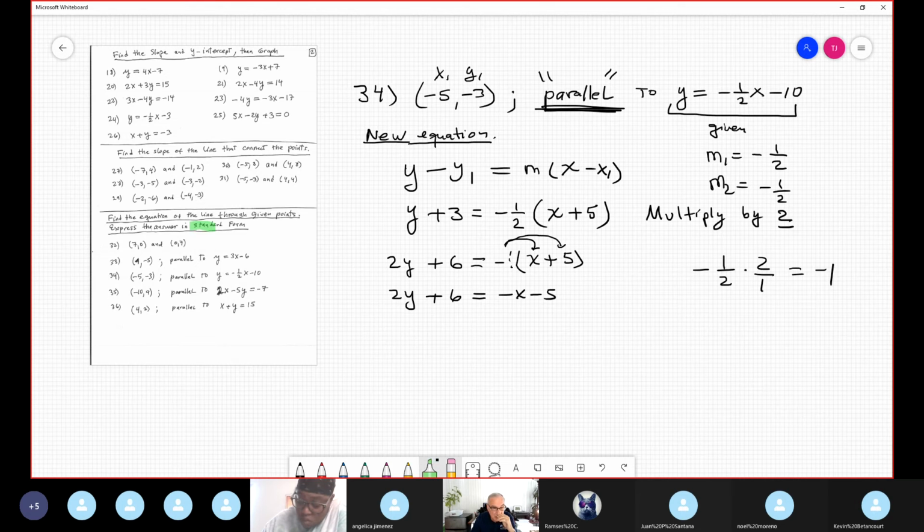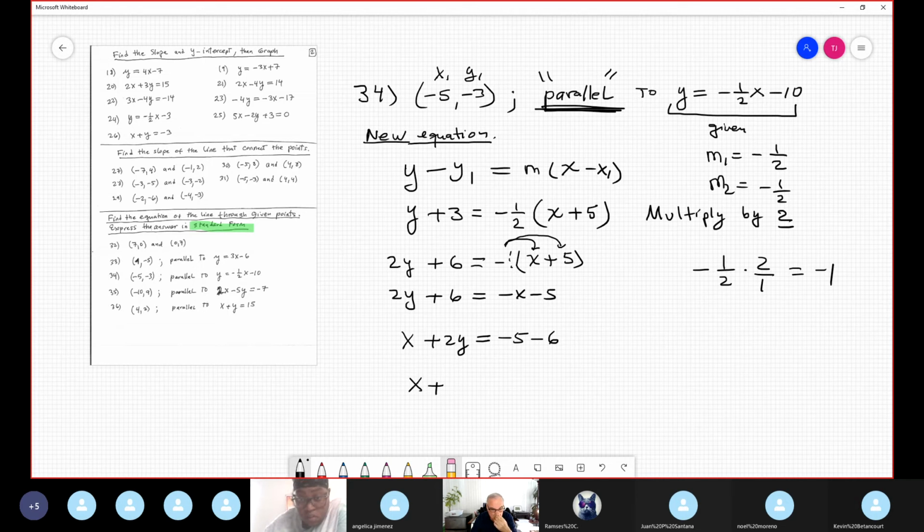Day 1 is standard. Remember, the format is the variable to the left. I'm putting alphabetic order, x first, so this minus x I move to the left like a positive x. 2y stays on the left. Negative 5 stays on the right, and negative 6 moves to the right like a minus, opposite sign.